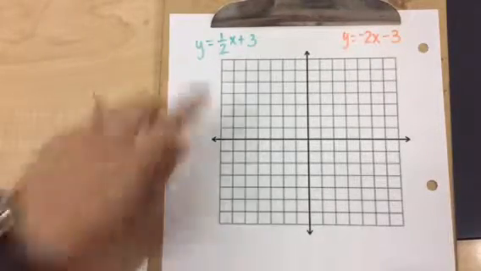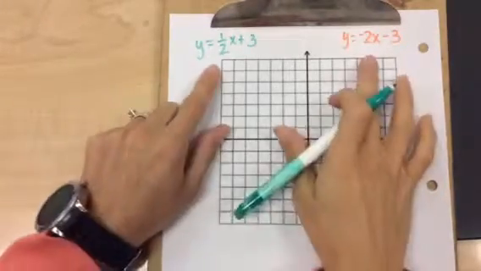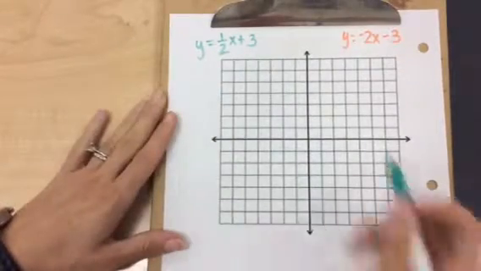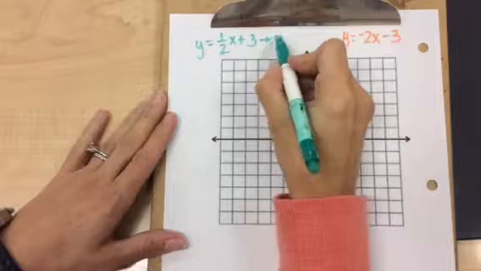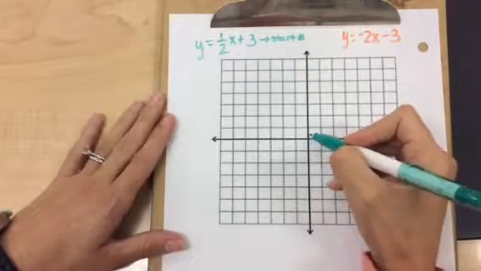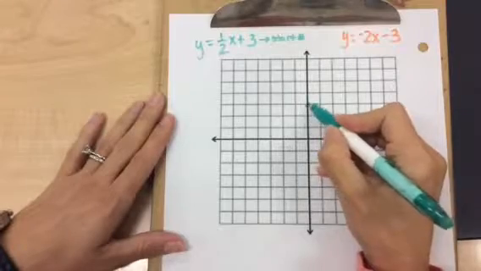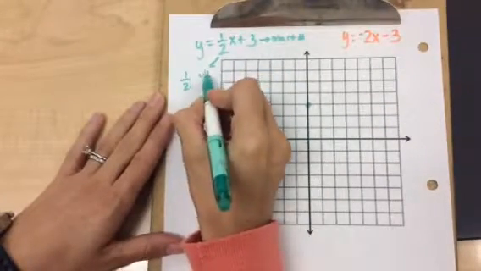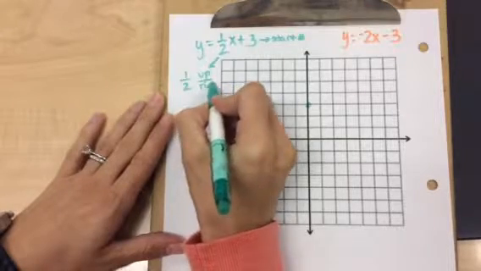Today we're going to talk about perpendicular lines. So first we're going to graph two lines. The first one is y equals 1/2 x plus 3. 3 is my start number, so I'm going to go to positive 3 on the y-axis. 1, 2, 3. My slope is 1/2, which is up to the right.